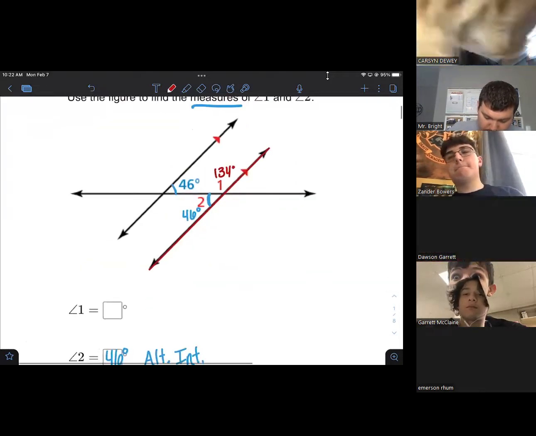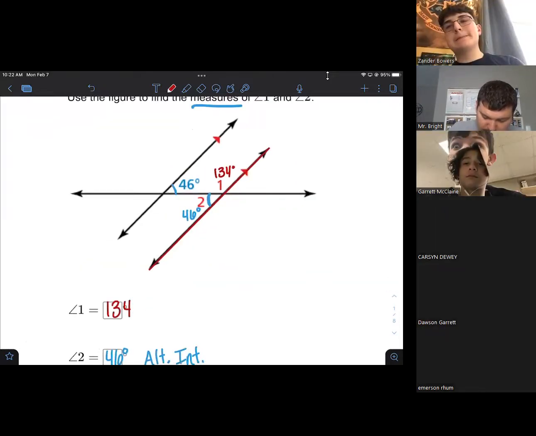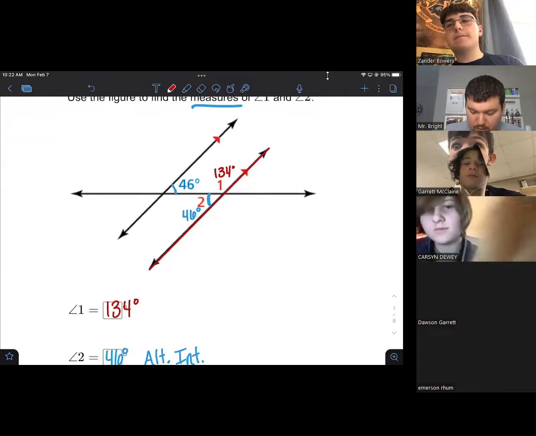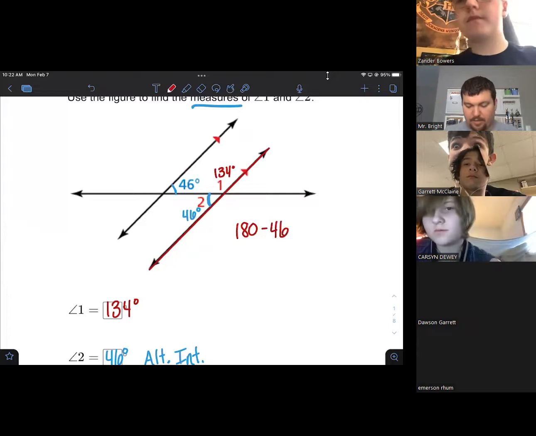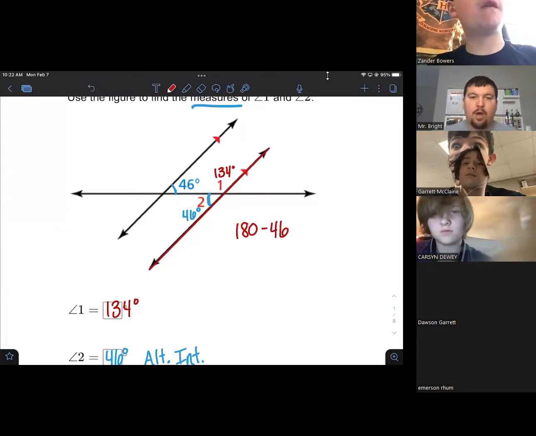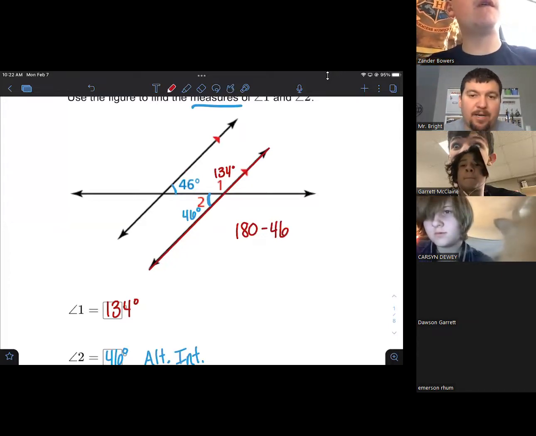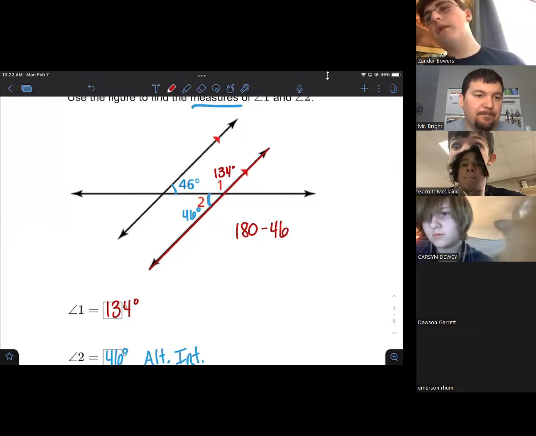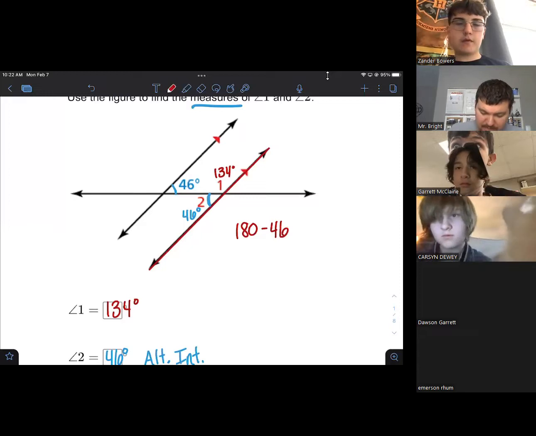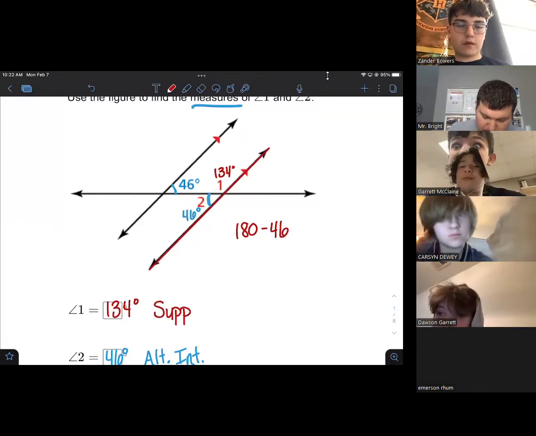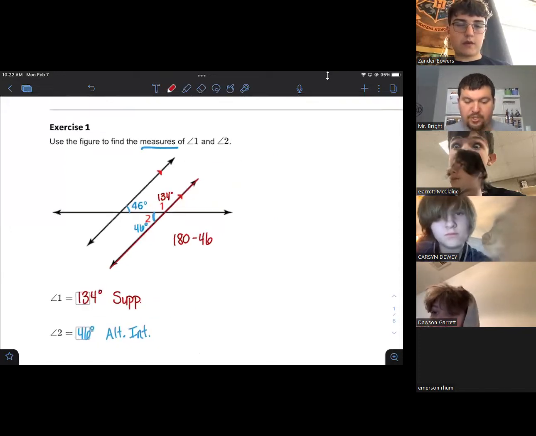I should have written that here. You get 134 degrees because you do 180 minus 46. That's how you get the 134 degrees. What do we call angles that add up to 180? Supplementary, exactly. So even though it doesn't tell you in the problem to give the angle relationship, that's something that I would want you to do on your quiz Wednesday.